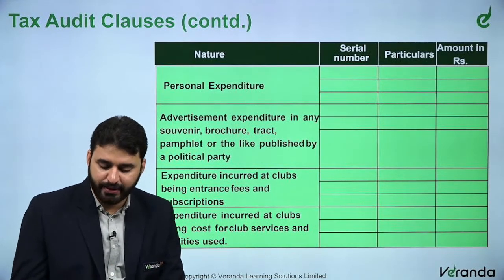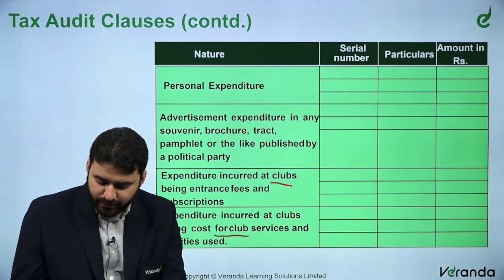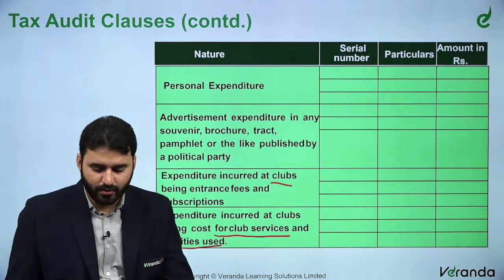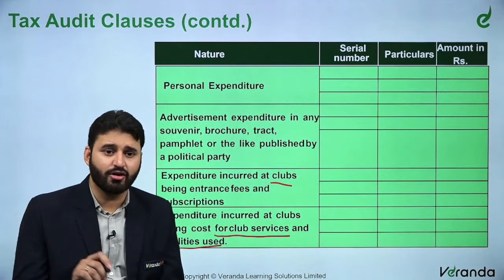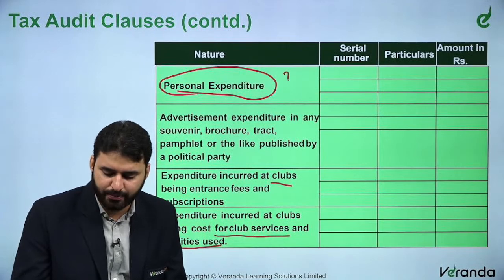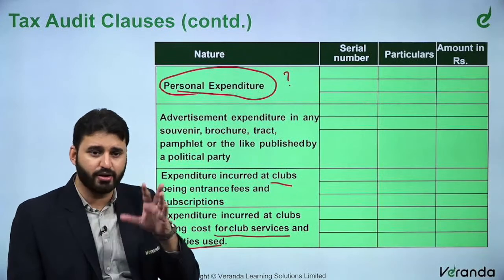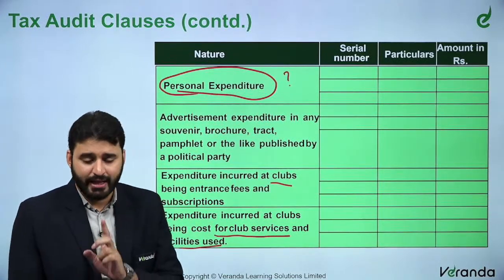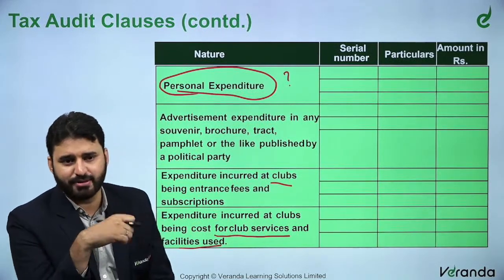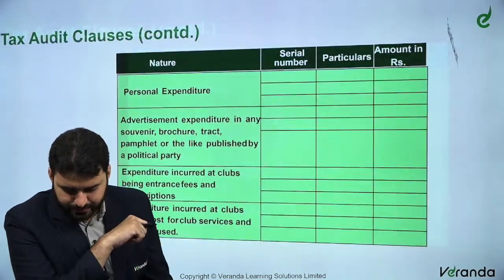Advertisement expenditure incurred at club, because again there are specific provisions on this. Expenditure incurred at club being cost of club services and facilities used. So all of that has to be specifically mentioned here. Okay. Now one more thing, if it's a corporate, for a company, what is the personal expenditure, sir? For individuals, okay. For a corporate, what is the personal? Say director's expenses. If it is not in line with the employment policy or whatever the agreement is with the director, then it becomes a personal expenditure. For example, a director's daughter got married and all the marriage expenses were debited to the P&L of the company, then it becomes a personal expenditure. That's what it means.